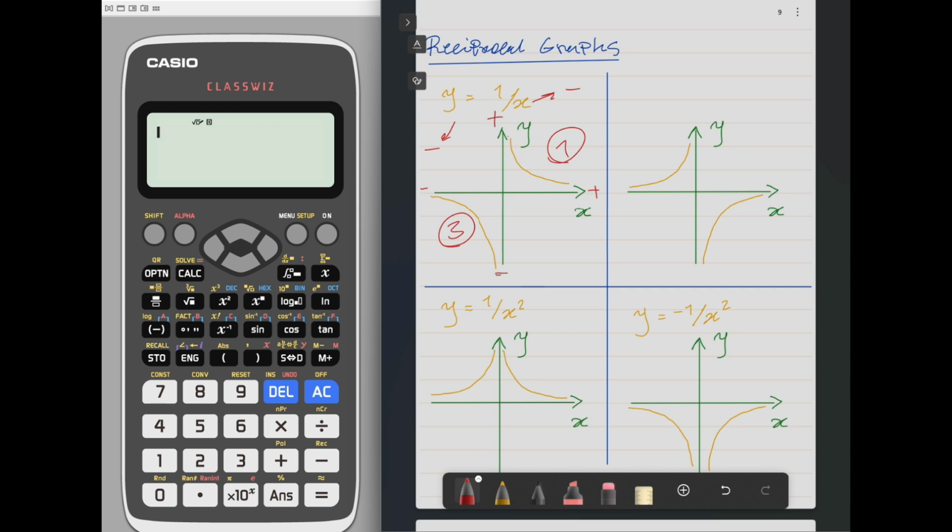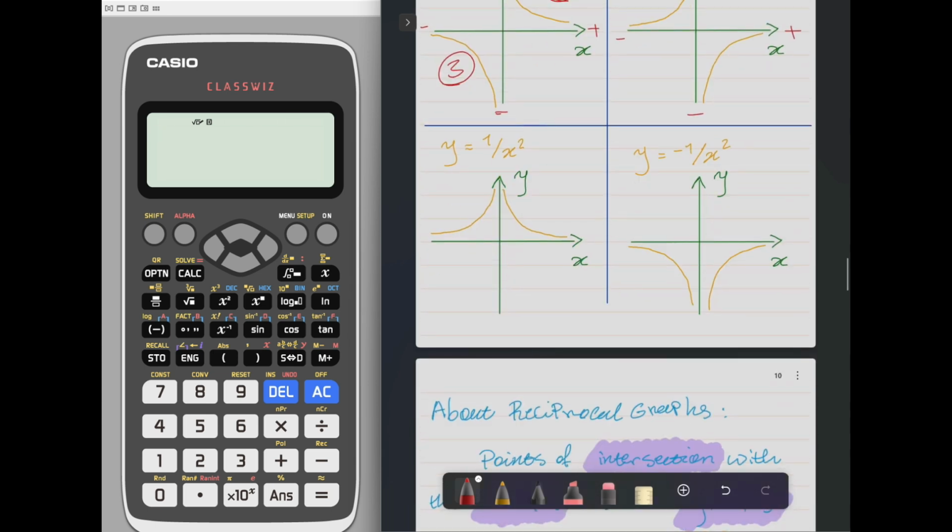And wait, why did this one get deleted? Okay, I'm going to write it again. Y is equal to minus 1 over x. Guys, as for y is equal to minus 1 over x, you will see that while x is positive, then y is going to be negative, right? So x positive, y negative. However, if x is negative, then y is going to be positive. So x negative, y positive. And this will be your graph.